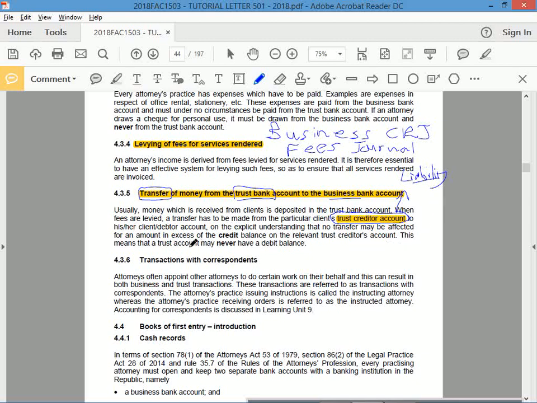Okay. Just to finish this, to his or her client or discount, on the explicit understanding that no transfer may be effected for an amount in excess of the credit balance on the relevant trust creditors accounts. Obviously, credit balance on the trust creditors account. So you can't transfer more money than what the client has given you. That's straightforward. I mean, why would you? Okay, it's the client's money.